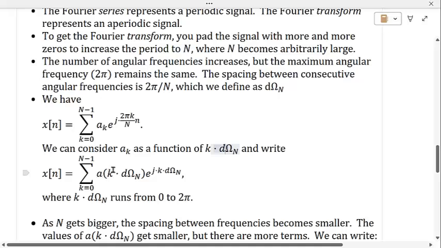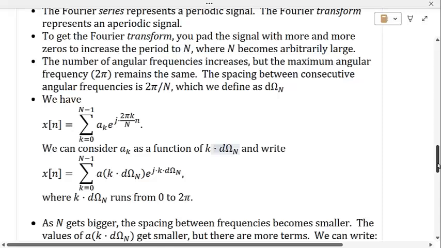So the argument in this function runs from 0 to 2 pi, whereas these coefficients, as n gets larger, these indices become larger and larger. So this is a way of limiting the argument or the domain of the function a. All right? And then this remains the same. I just simply replace the 2 pi over n with d omega n. And then we run this limit to infinity.